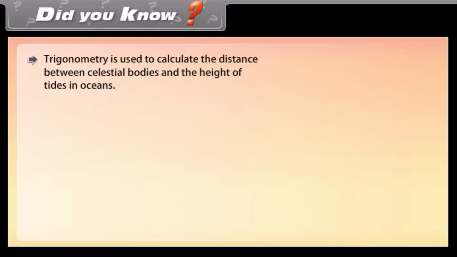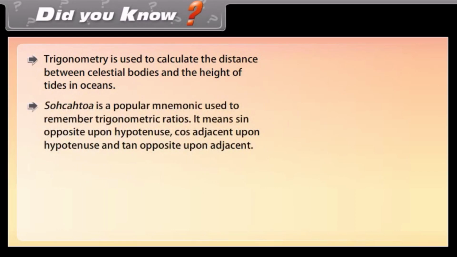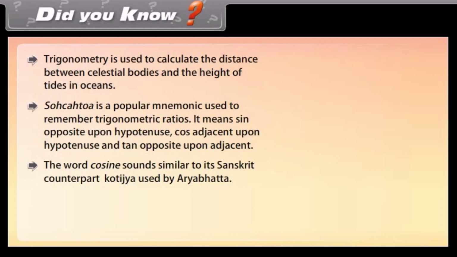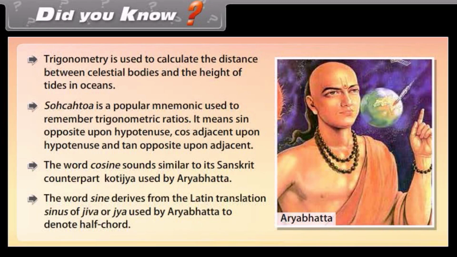Did you know? Trigonometry is used to calculate the distance between celestial bodies and the height of tides in oceans. SOH-CAH-TOA is a popular mnemonic used to remember trigonometric ratios. It means sine opposite upon hypotenuse, cos adjacent upon hypotenuse, and tan opposite upon adjacent. The word cosine sounds similar to its Sanskrit counterpart, kotijya, used by Aryabhatta. The word sine derives from the Latin translation sinus of jiva or jya, used by Aryabhatta to denote half-chord.